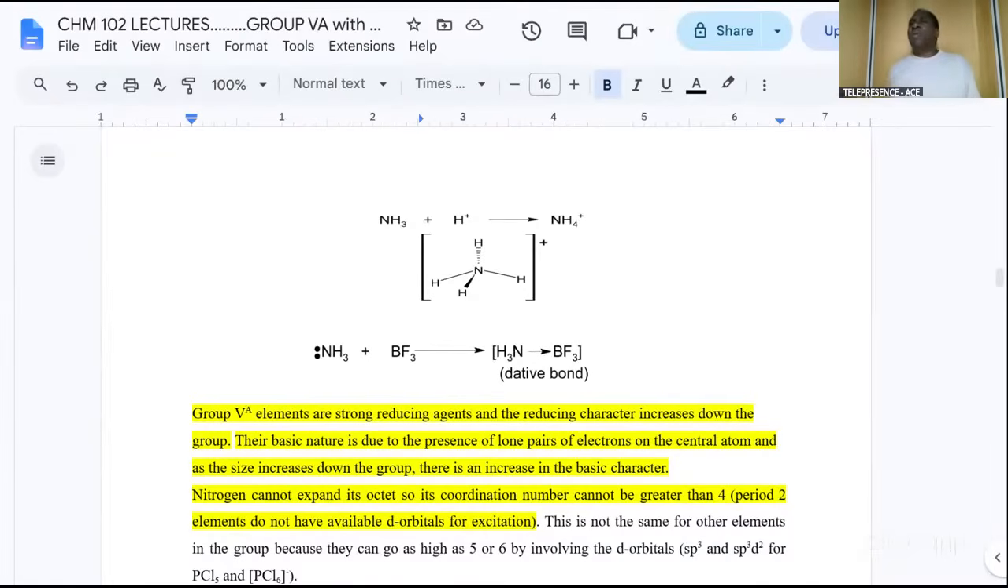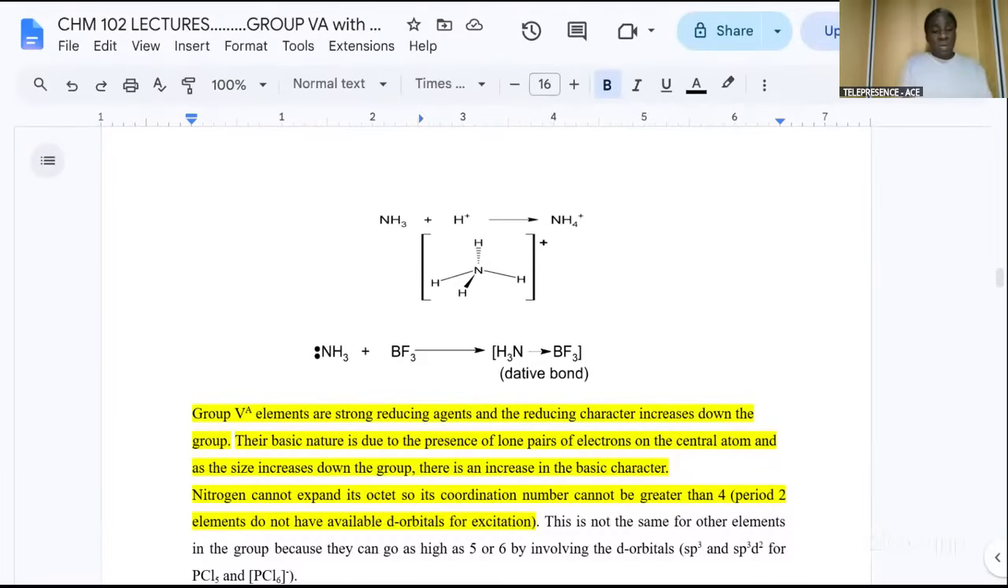Look at the way, because of the presence of these lone pairs of electrons, they usually form dative bonds with electron deficient species. With electron deficient species, they form dative bonds. That is, they are electron rich. They are ready to give out, to share their electron.